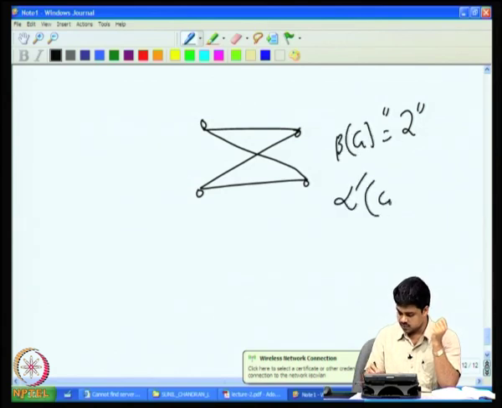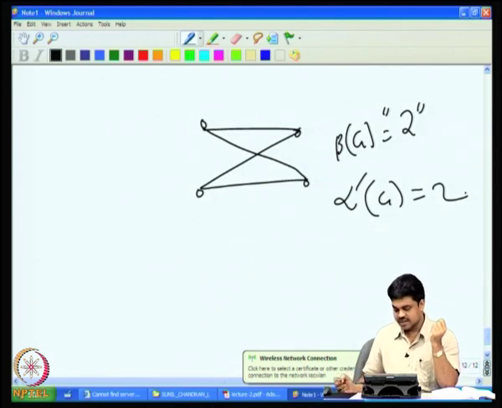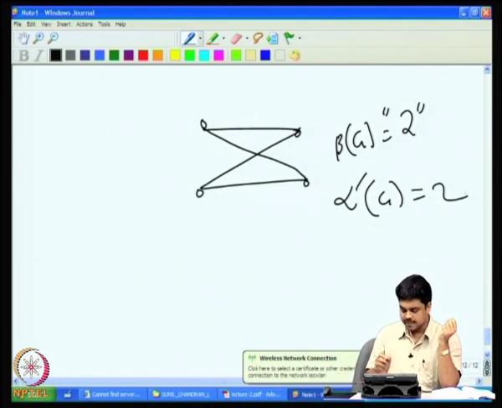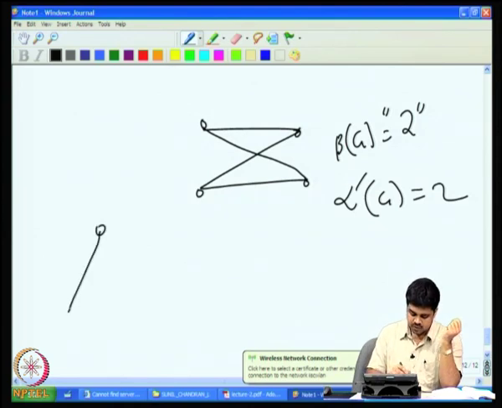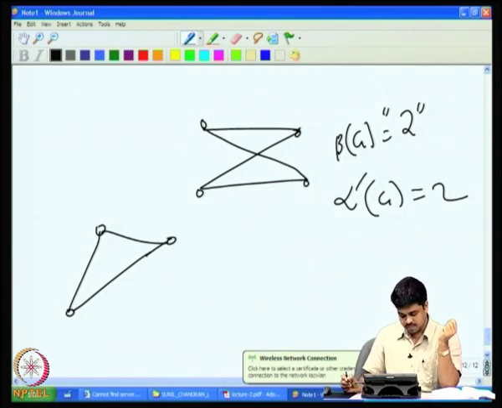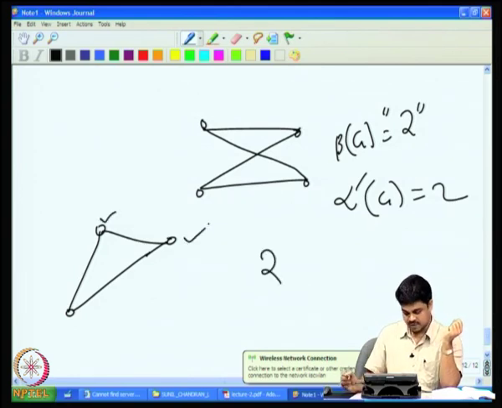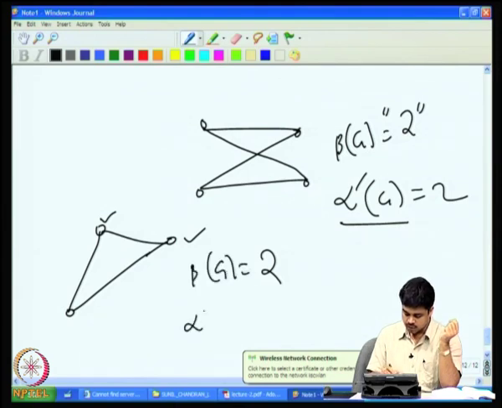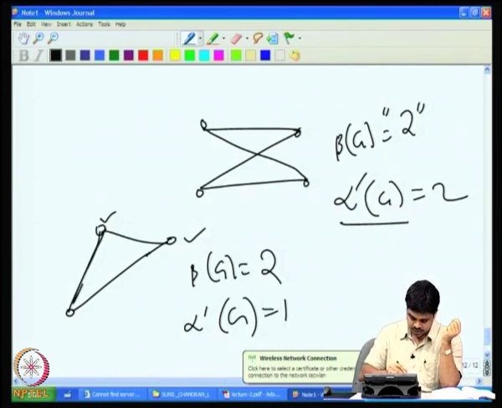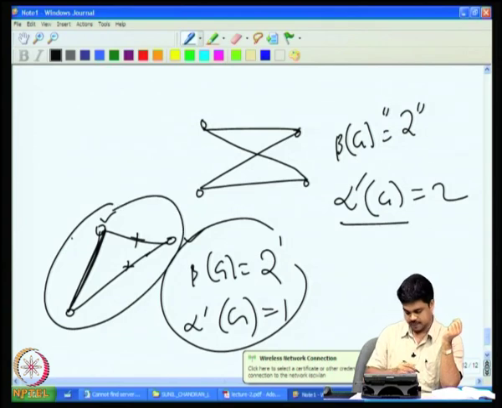What about alpha dash of G? That is also equal to 2. Similarly, we can take some other examples and see. As long as it is a bipartite graph, it is true. But you can try on a non-bipartite graph. For instance, here the triangle, its minimum vertex cover cardinality is 2. Why? Because if you want to cover all the 3 edges, you have to take 2 of them at least, right. But on the other hand, if you look for alpha dash of G, it is only 1, because once you take this edge, you cannot take this or this, right. But this is not a bipartite graph.